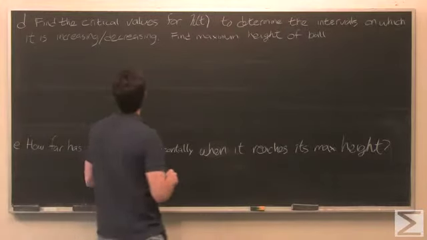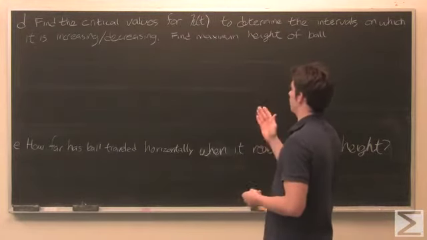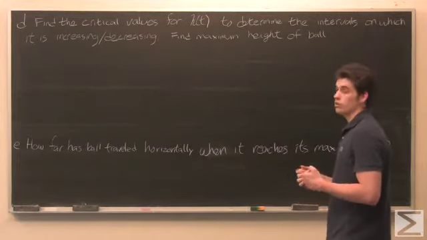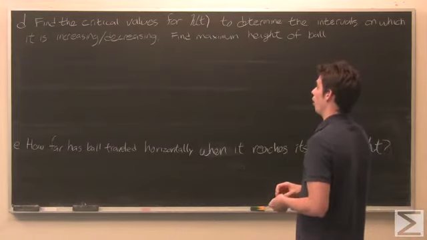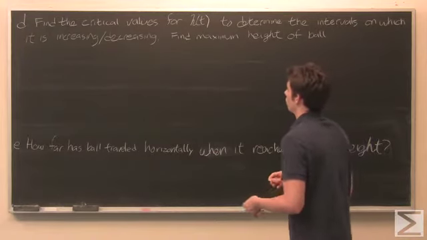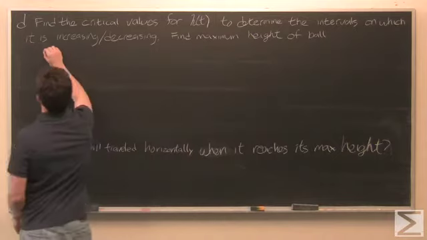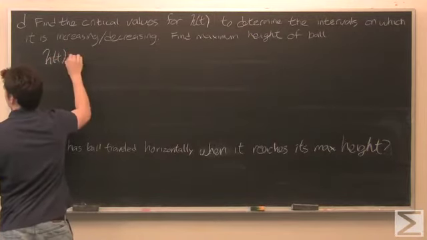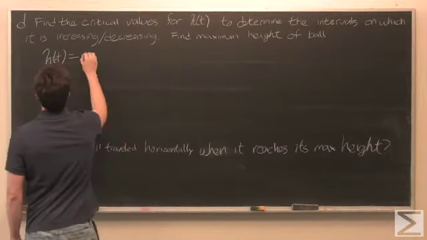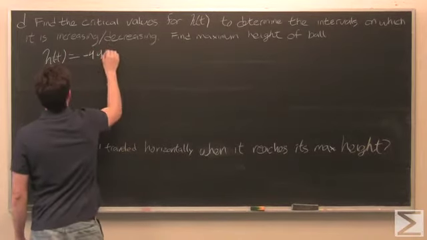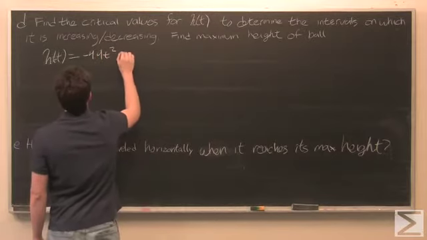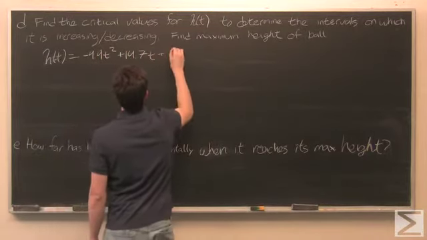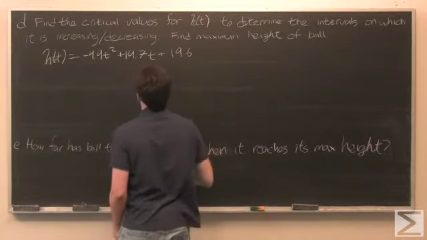Next, we're asked to find the critical values for h of t to determine the intervals on which it is increasing and decreasing, and then use that to find the maximum height of the ball. So we'll just rewrite h of t. h of t is negative 4.9 t squared plus 14.7 t plus 19.6.